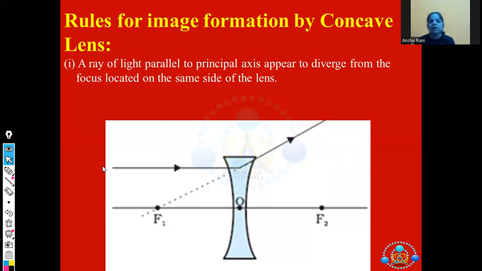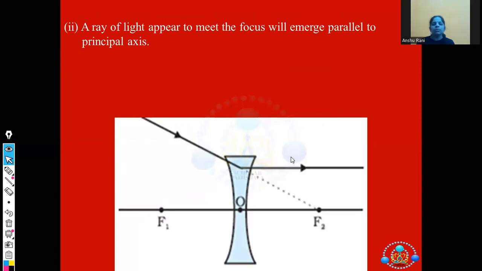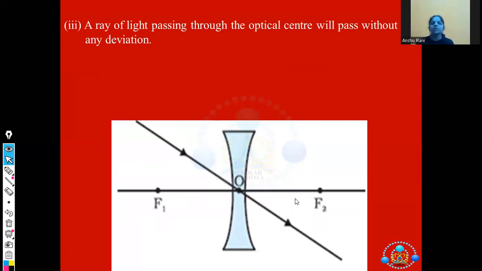As we know, the ray of light which is coming parallel to the axis will change its path and pass through the focus. A ray of light which appears to meet at the focus will emerge parallel to the principal axis. The ray of light, this is coming from this direction. If you extrapolate, it appears to pass through the focus. It will become parallel to the axis. A ray of light passing through optical center will pass through it without any deviation, like this.